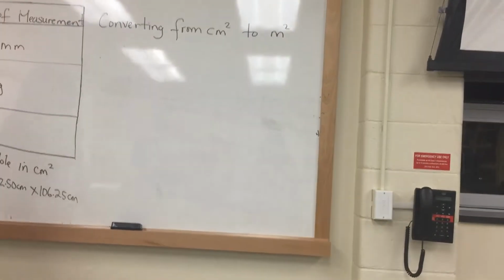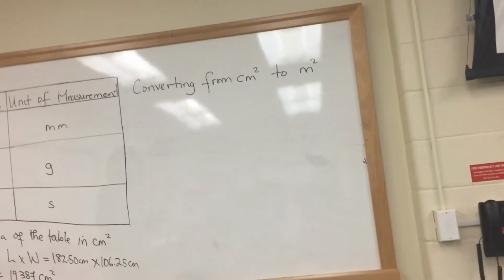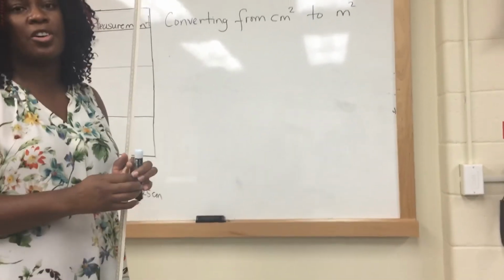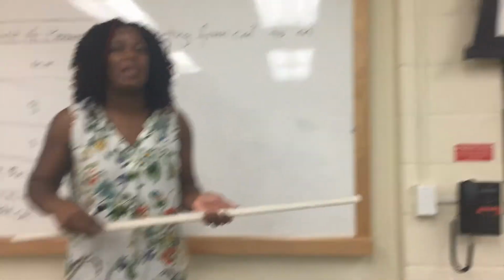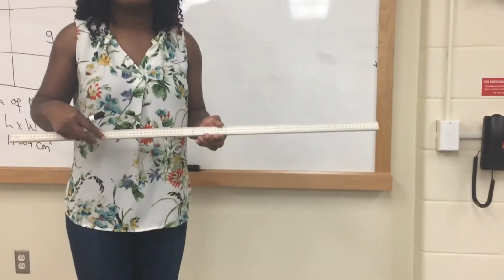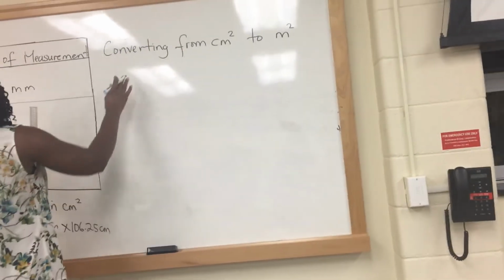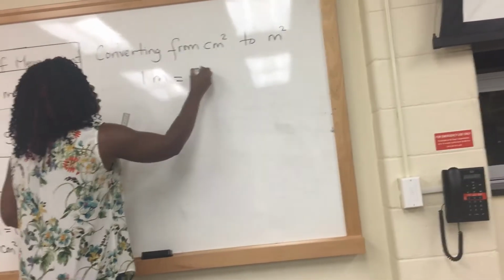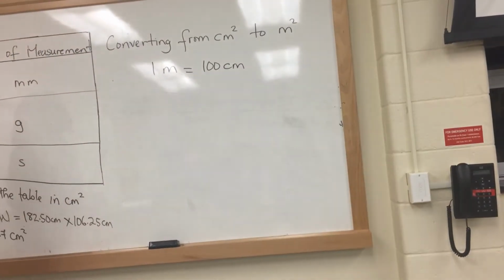Okay, so from our meter stick today, this is a meter stick, and on this meter stick there are 100 centimeters in 1 meter. So that is what we learned from our meter stick today, that in a meter stick there are 100 centimeters in 1 meter. So we want to start with that equality. 1 meter contains 100 centimeters.